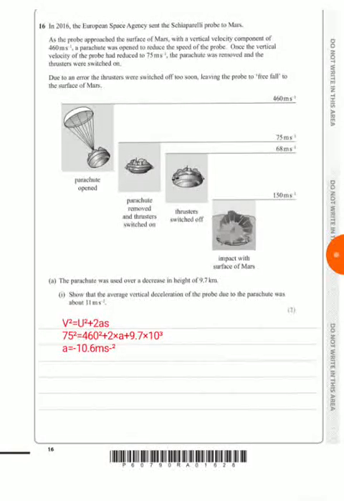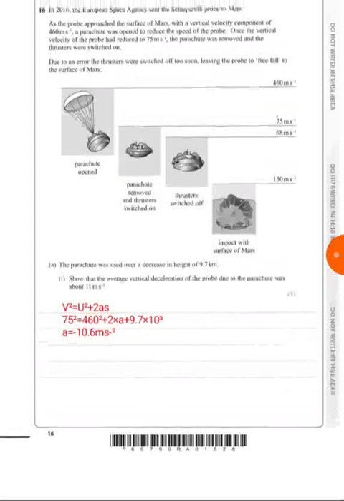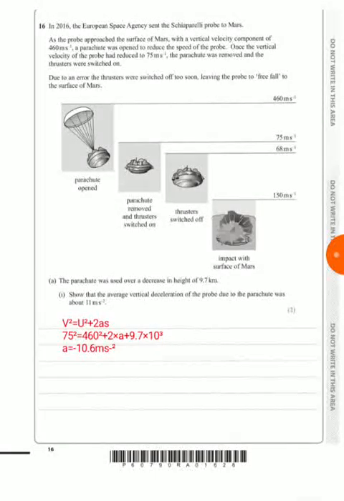Roman numeral 1, show that the average vertical deceleration of the probe due to the parachute was about 11 m s^-2. So we use the equation v squared equals u squared plus 2as. We know the final velocity, it's 75 m s^-1. Squared equals, initial was 460 squared, plus 2 into acceleration, which we don't know, times 9.7 into 10 to the power 3. That's the height, the distance. It's 10 to the power 3 because we convert kilometers to meters. Then once we make acceleration the subject, the answer is minus 10.6 m s^-2 since it's deceleration.